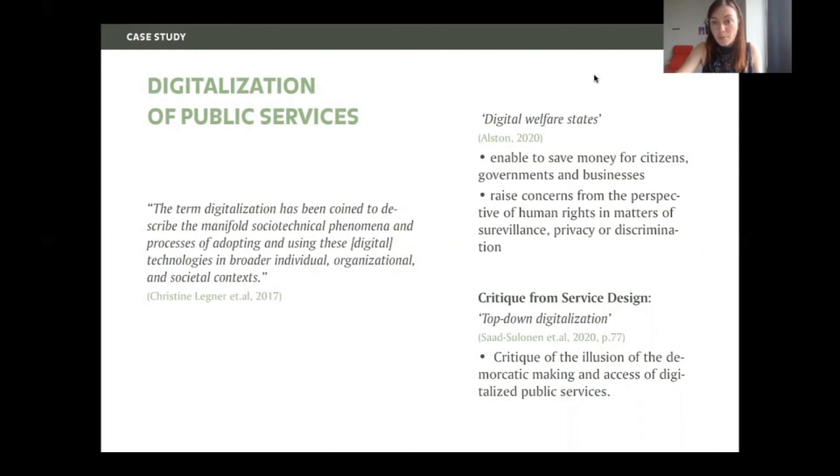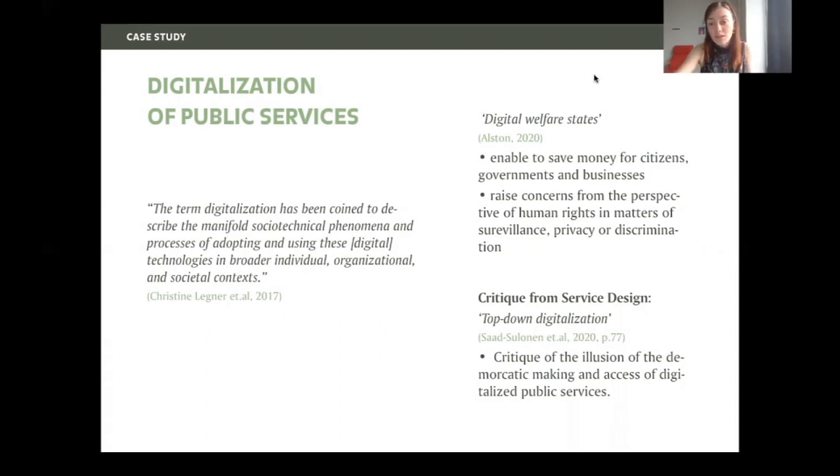Alston, when he's describing digital welfare states, is talking about the benefits of such digitalization. The main benefits are economic for the governments, but also for businesses and citizens. He also presents the general concerns about this digitalization, which are in terms of surveillance, privacy, and discrimination.